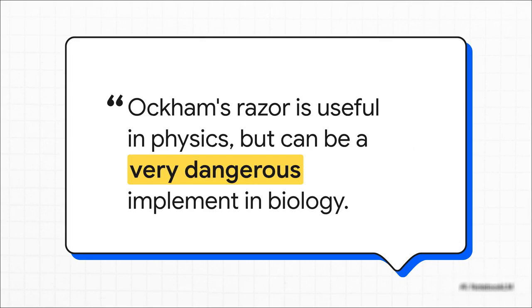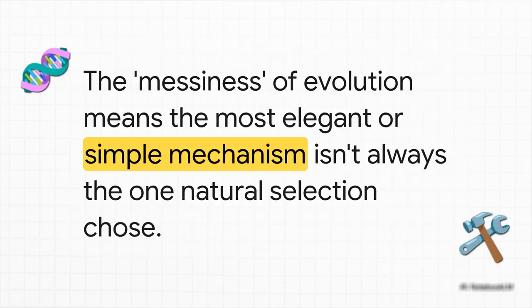He was spot on. While the razor works beautifully in a field like physics, which is often searching for simple, elegant laws, biology is a completely different beast. And why is that? Because of evolution. Evolution isn't a neat and tidy engineer. It's a messy tinkerer. It works with whatever parts are just lying around, building complex, clunky solutions on top of what was already there. The most elegant or simple mechanism isn't always the one that helps an organism survive.